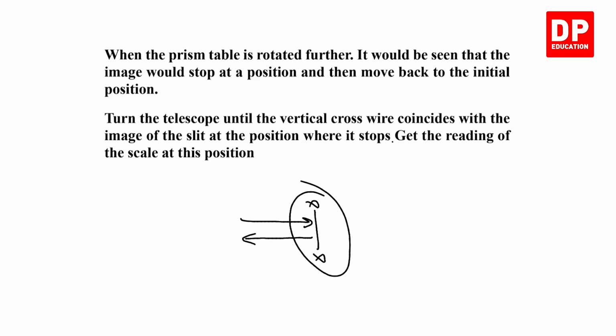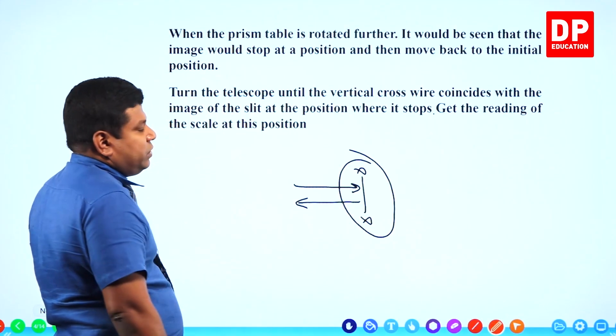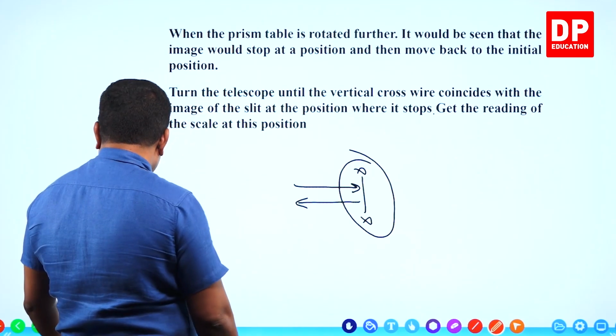Turn the telescope until the vertical crosswire coincides with the image of the slit at the position where it stops. Get the reading of the scale at this position. That's the minimum deviation reading. Then what do we do?